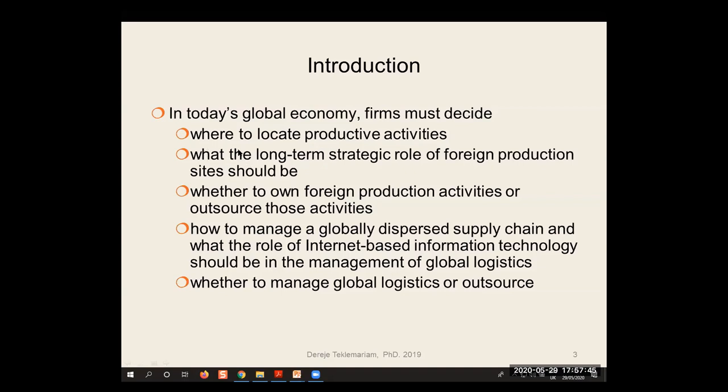The other thing is that firms must decide what the long-term strategic role of foreign production sites should be. Foreign means international business. A company may be in some country X, and it may have another production wing in country Y. The case of Boeing, for instance: assembling some of the parts, bringing them to the US, and before assembling, they may produce somewhere else. So these are some of the decisions. We call them industrial location decisions, by the way.